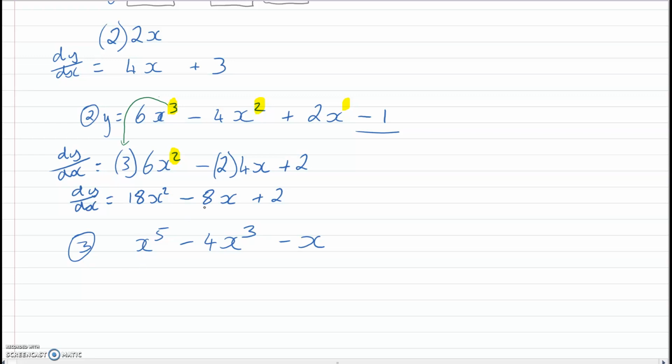And the last example here. Okay, so let's highlight our powers. 5 in there, 3 in here, and there's no power there, so that means x to the power of 1.